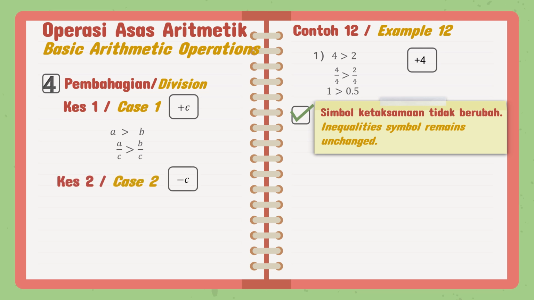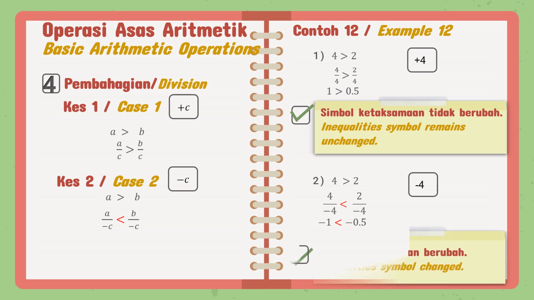Alright, for the second case, when you want to divide both sides of the inequality by a negative number, what is changed here is the symbol of the inequality. Let us look at question 2. When you have 4 which is greater than 2, you want to divide both sides by negative 4. Why does the symbol change? Because 4 divided by negative 4 gives negative 1, and on the other side 2 divided by negative 4 gives negative 0.5. So negative 1 is actually less than negative 0.5. We come to a conclusion that the inequality symbol changes.